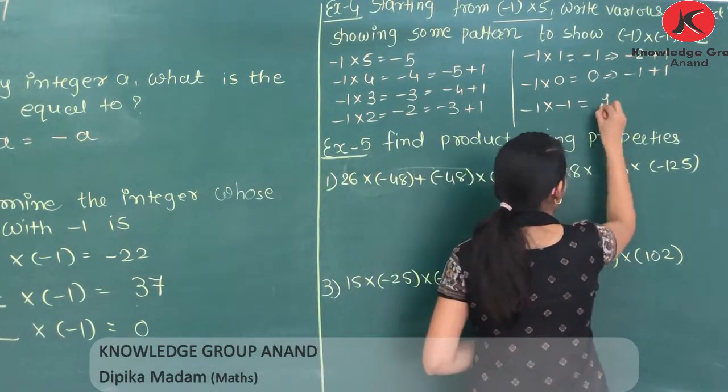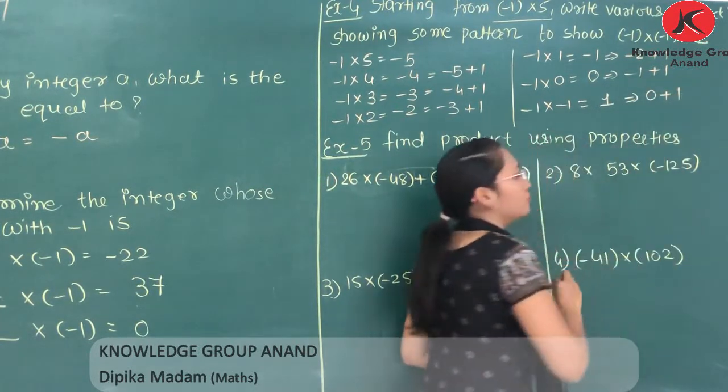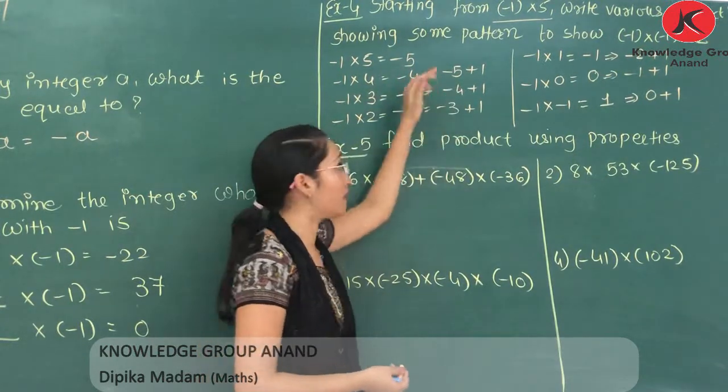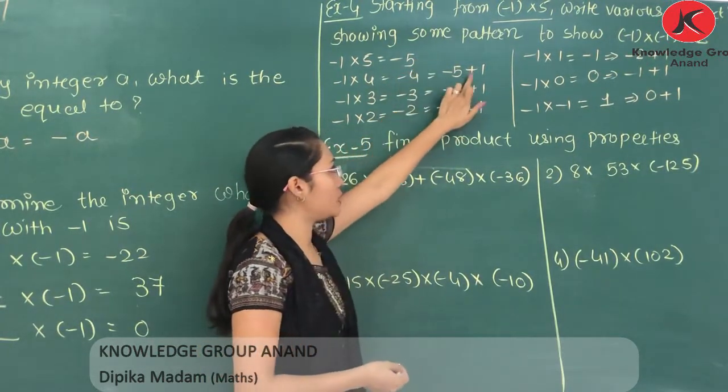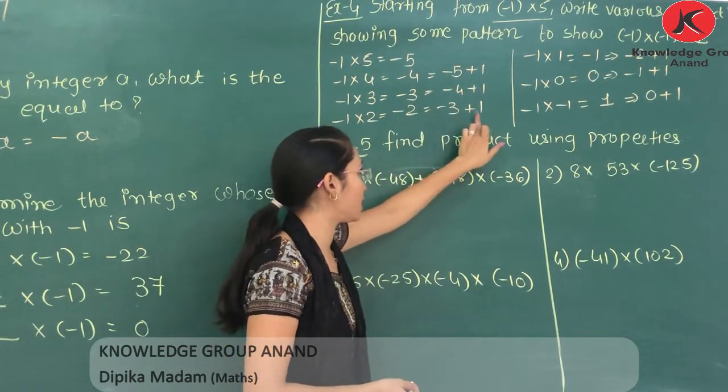so it is 1. How can we get that? Add 1 into the previous one. Whatever the previous answer is, add +1 to it. So -5, if we add 1 into -5, we get -4. -4 plus 1, -3. -3 plus 1, -2.